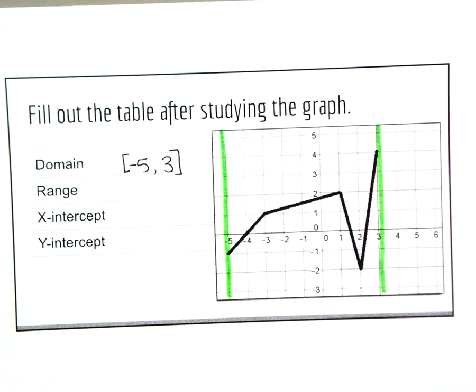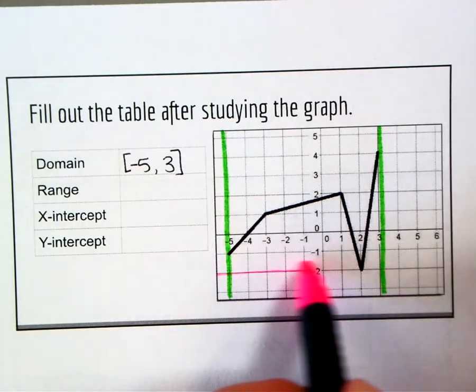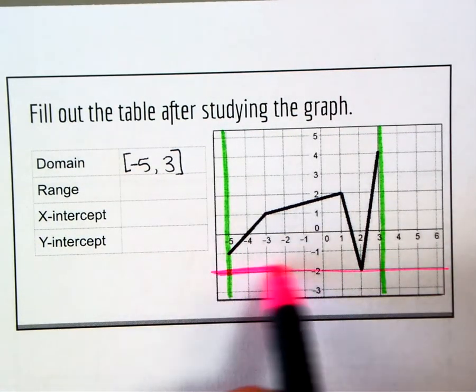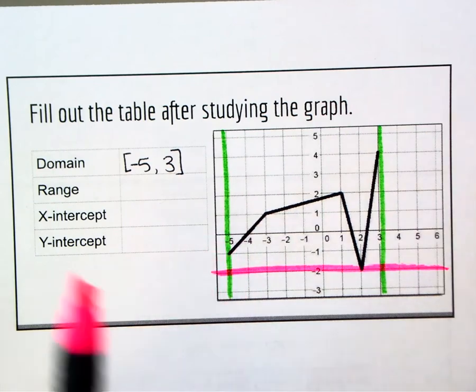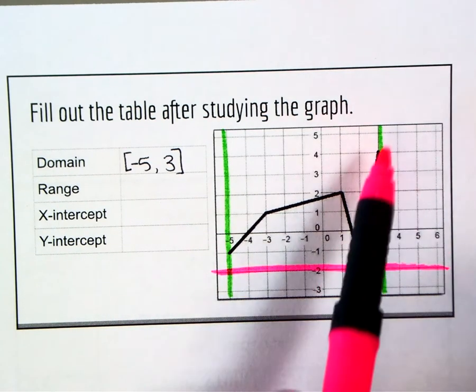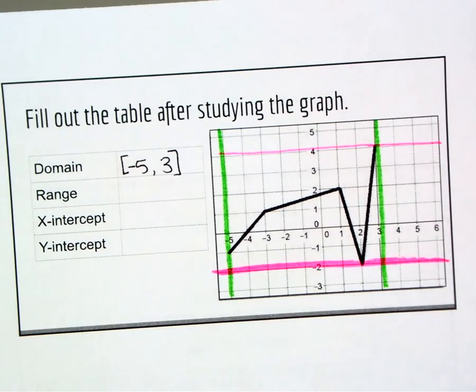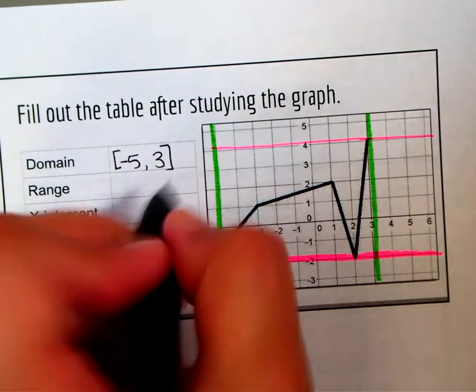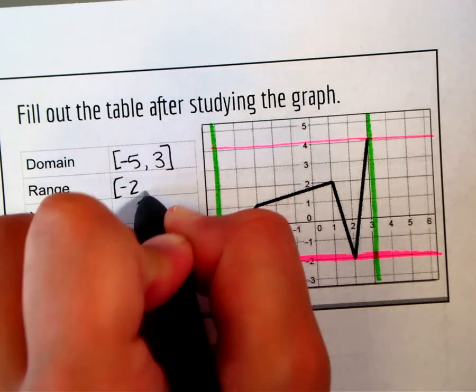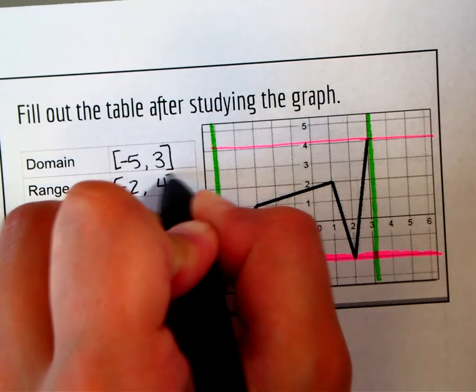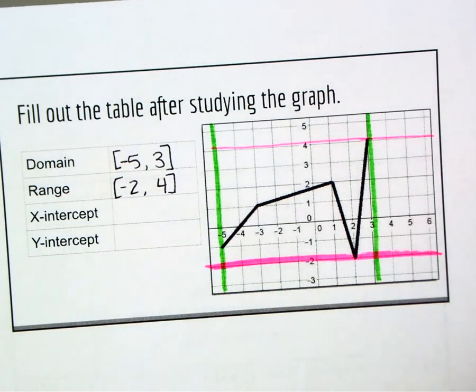My range, the bottom of my function is -2. Be careful because you might accidentally think this is the bottom, and then you start drawing your line. You're like, oop, there's more over there. So just be careful there. And so the bottom of my function is -2. The top of my function is 4, and those should be brackets.